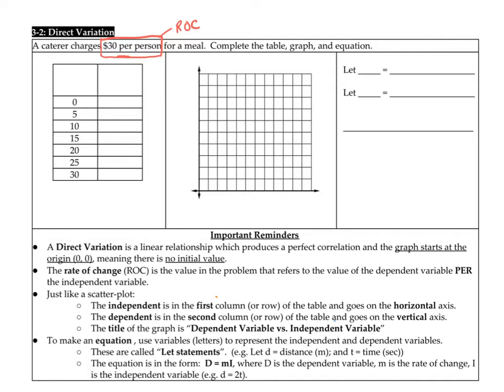Now within the rate of change, there are two variables. In this example, the first variable would be the amount of money, which is the dollars, and the second variable would be the number of people. When looking at the two variables, to find out which one's dependent and which one's independent, you need to ask yourself, does the amount of money depend on the number of people, or does the number of people depend on the amount of money? In this case, the amount of money depends on the number of people. So the amount of money is your dependent variable.